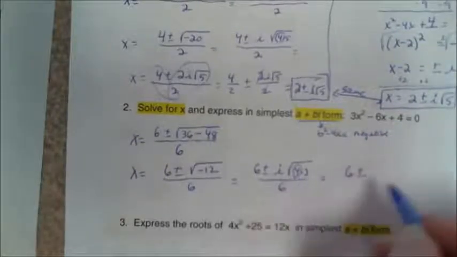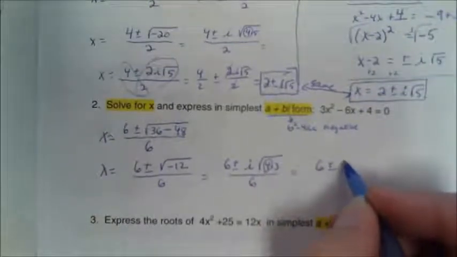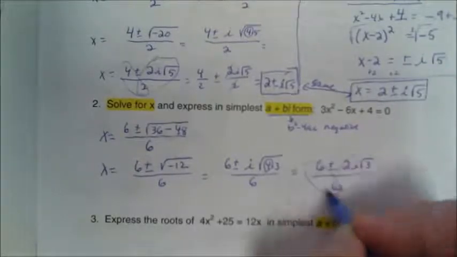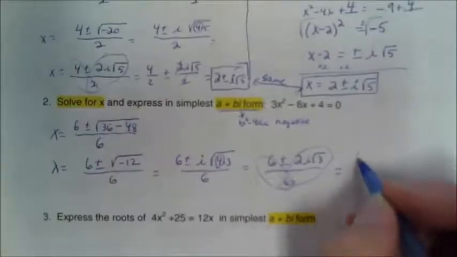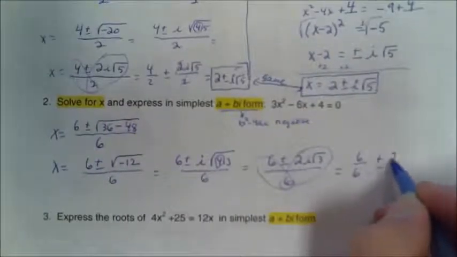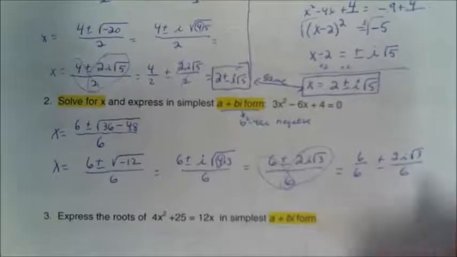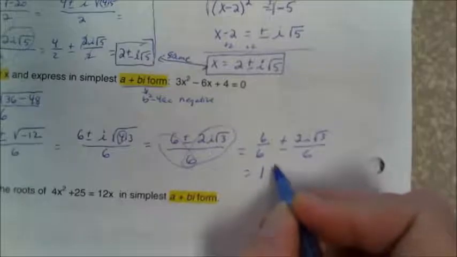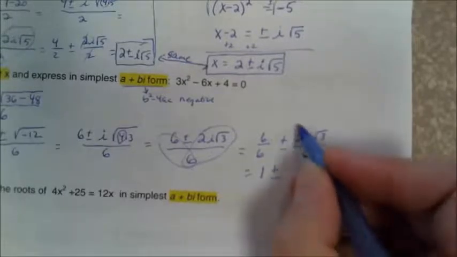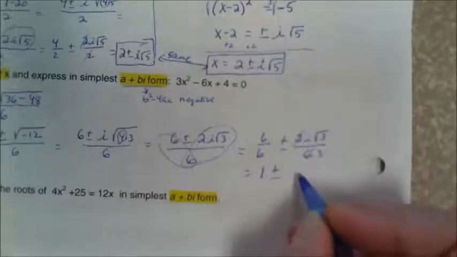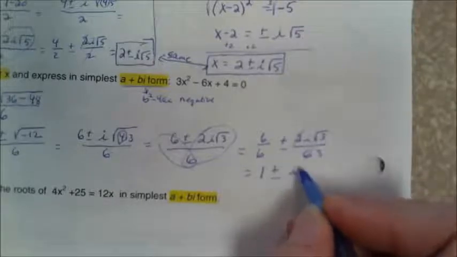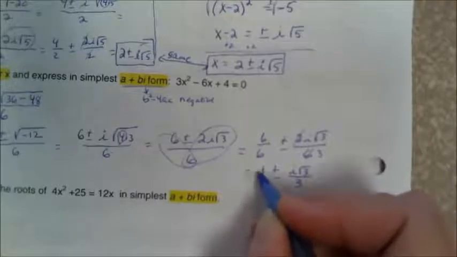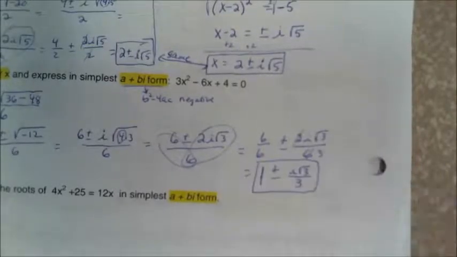So the square root of 4 is going to be pulled out, and we're going to call it 2i squared of 3. And now we're going to break it up into the two parts, which is 6 over 6 plus or minus 2i squared of 3 over 6. And then that reduces down to 6 over 6 is 1, plus or minus the 2 and the 6 reduced down to 1 over 3. So we have i squared of 3 over 3. So that would be the answer to this second question.